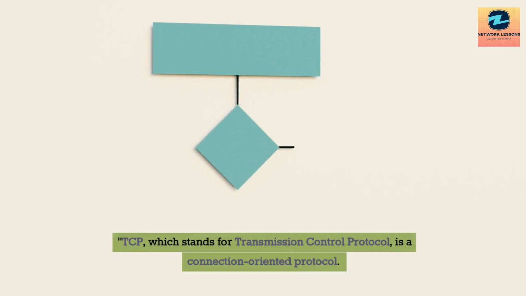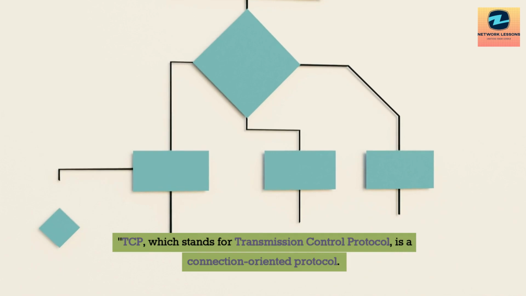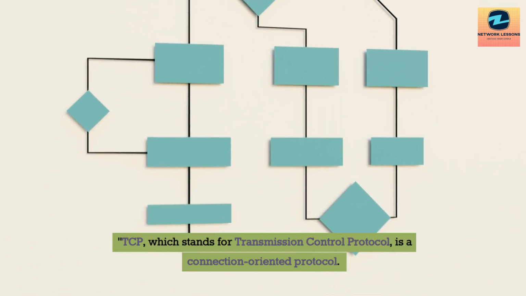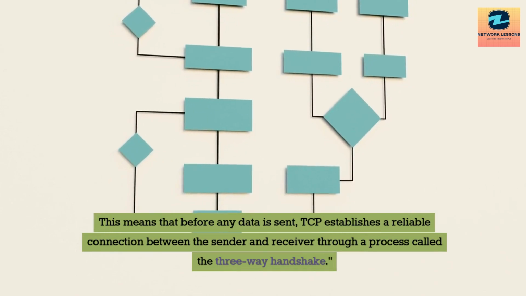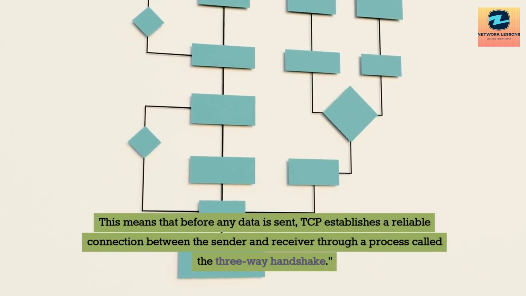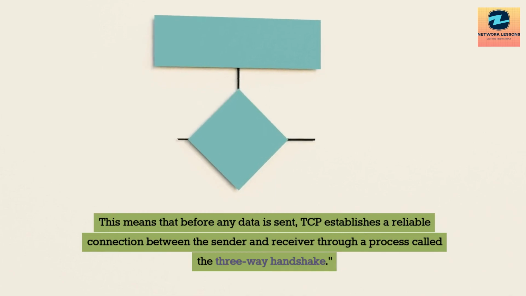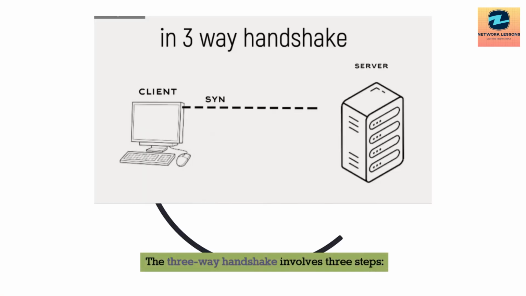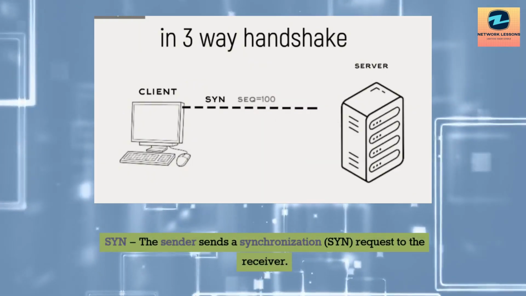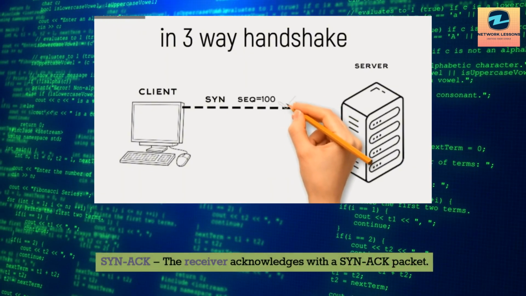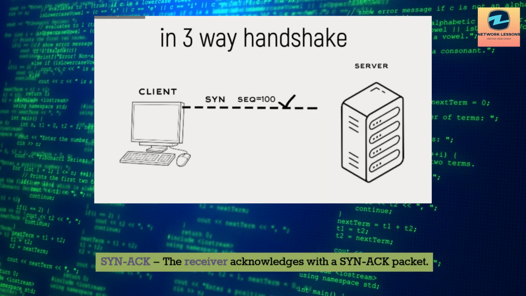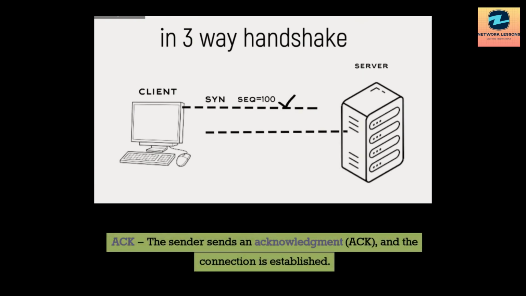What is TCP? TCP, which stands for Transmission Control Protocol, is a connection-oriented protocol. This means that before any data is sent, TCP establishes a reliable connection between the sender and receiver through a process called the three-way handshake. The three-way handshake involves three steps. SYN: the sender sends a synchronization, SYN, request to the receiver. SYN-ACK: the receiver acknowledges with a SYN-ACK packet. ACK: the sender sends an acknowledgement, ACK, and the connection is established.